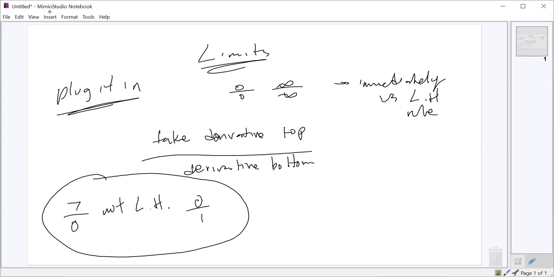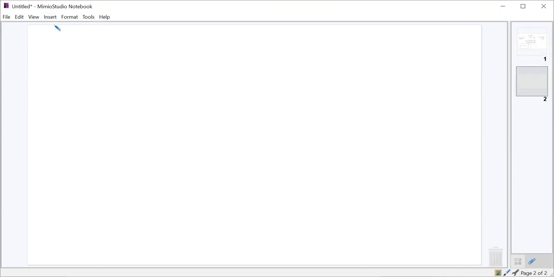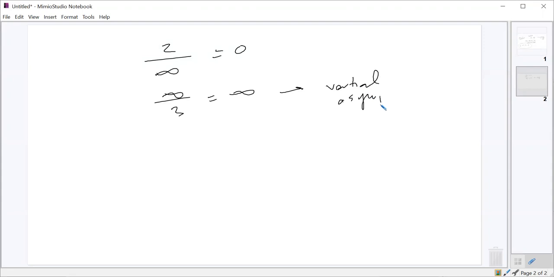If we get something when we plug in our number, like 2 over infinity, we know that that's equal to 0, right? Any constant over a very large number is always going to come out to be 0. If we have infinity over whatever, 3 or something like that, it's going to come out to be infinite. These limits are going to tell us that we have a vertical asymptote at whatever value we are approaching there. And so if our limit comes out to be something like that.